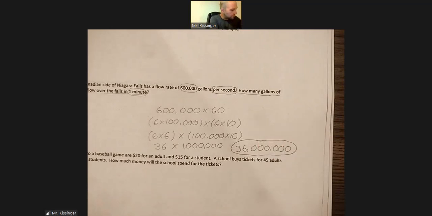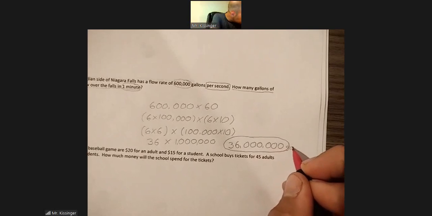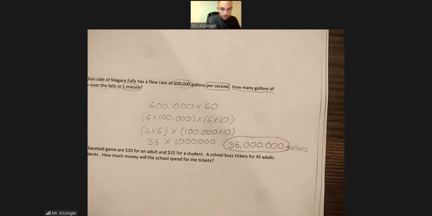Make sure that we label this gallons. All right, 36 million gallons. So that's how many gallons of water flow over the Canadian side of Niagara Falls in 1 minute.